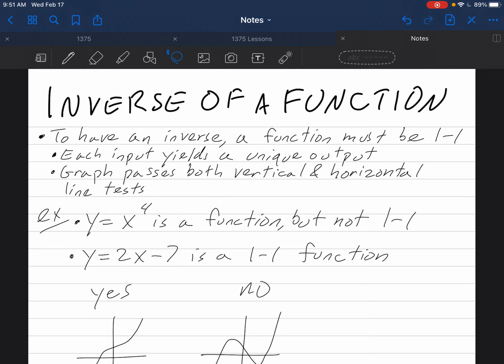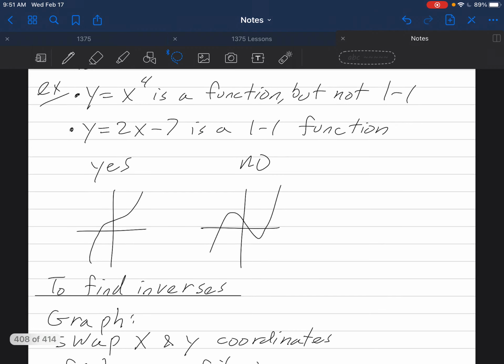So, an example of a function is y equals x to the 4th power, but this is an example of a function that is not 1-to-1. y equals 2x minus 7 is one of the many examples of a 1-to-1 function. Something like this over here is a 1-to-1 function, but something like this is not. Straight lines are 1-to-1 functions. Straight diagonal lines that we see, something like 2x minus 7 over here, is a straight diagonal line.